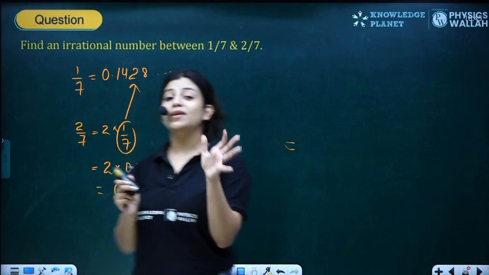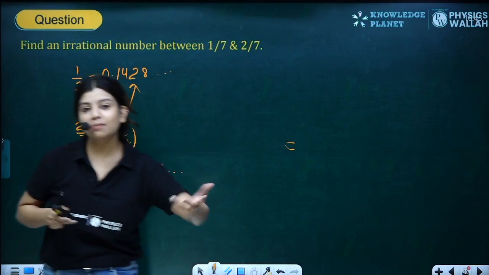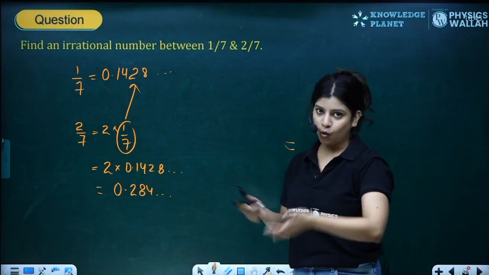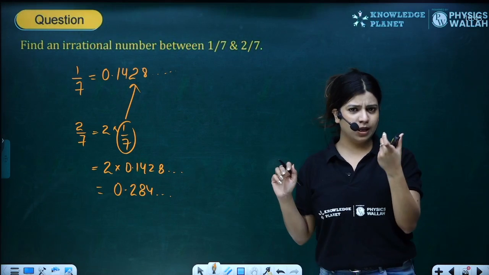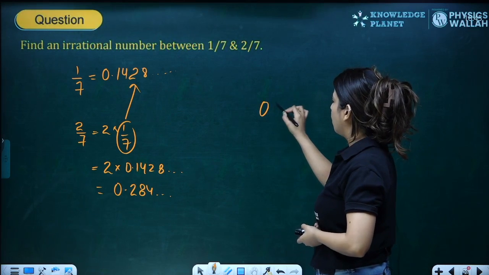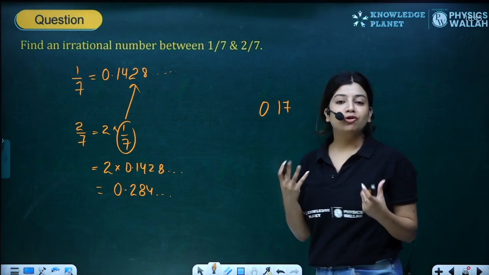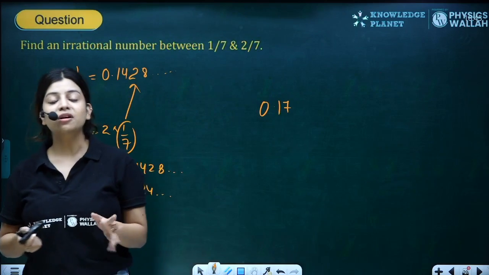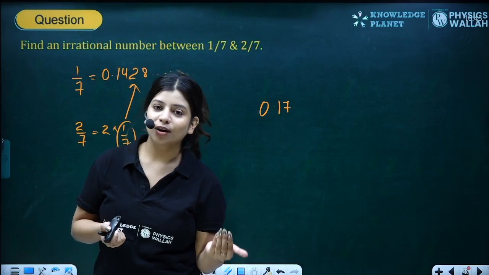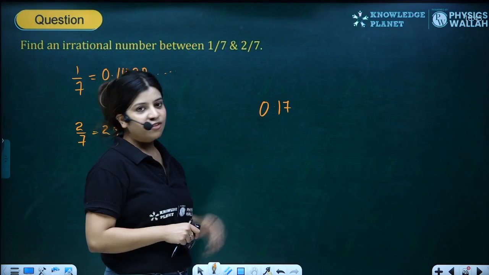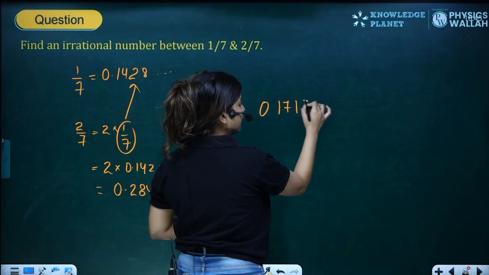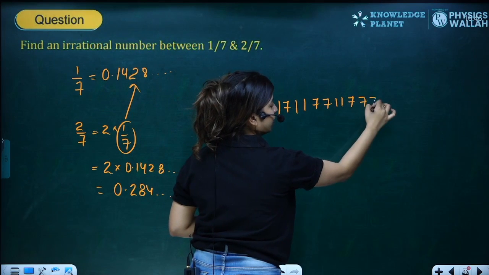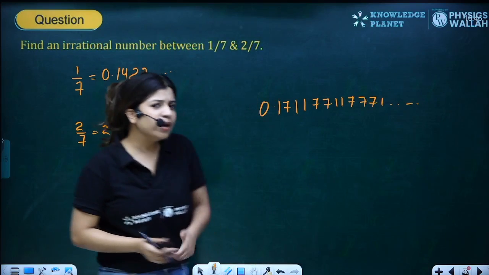Now you have the decimal expansions 0.14 and 0.28, right? So in between 0.14 and 0.28 there are multiple numbers, like 0.15, 0.16, 0.17, 0.18, 0.19 and so on. So you just have to choose one number. For example, I chose 0.17. Now you have to write this decimal expansion in such a way that the digits are not repeating and not terminating. What you can do is write this as 0.171, 1771, 17771 and so on.